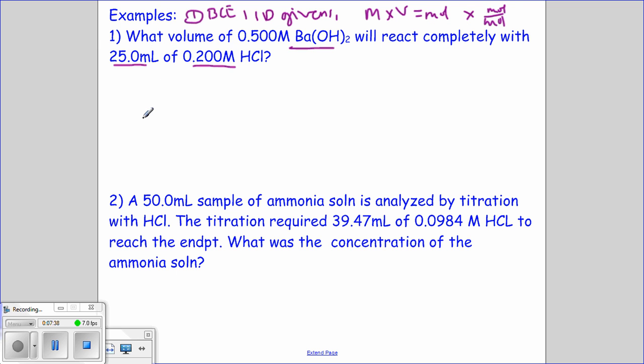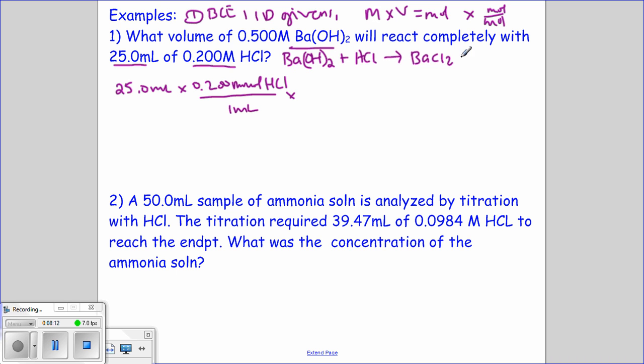All right, what volume of 0.5 molar will react completely? I'm going to stick with millimoles. I like millimoles. So 25.0 milliliters of solution times the molarity 0.200 millimoles of HCl per milliliter. Now I'm in millimoles, which is essentially the same thing as moles. We're just using a smaller prefix here. So we have our BCE already written, maybe in our head. I'm going to write it down here now. Barium hydroxide plus HCl yields barium chloride and HOH. It's an acid-base neutralization reaction. There's 2 and 2, 2 and 2.